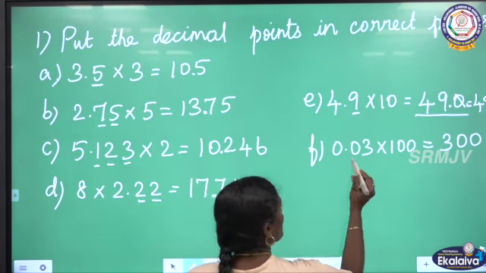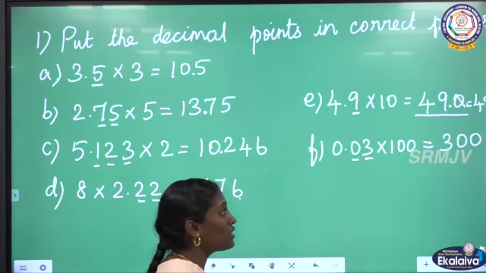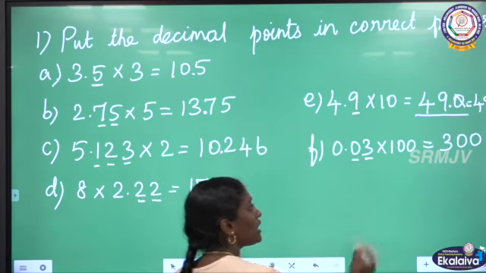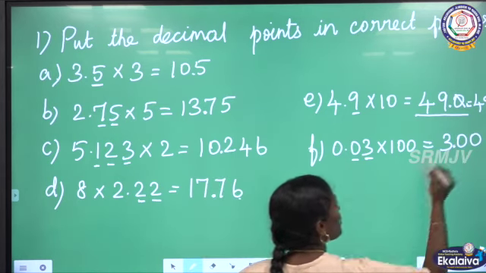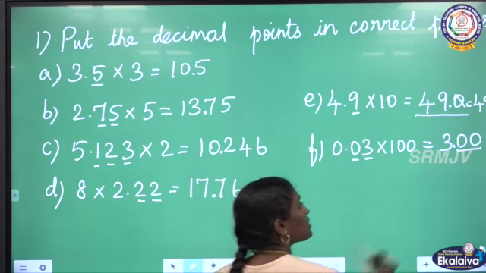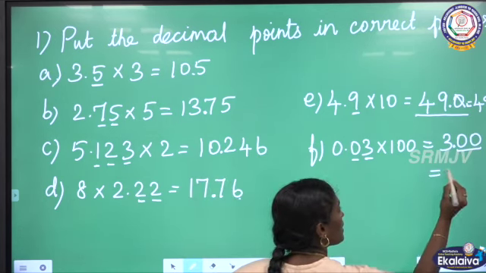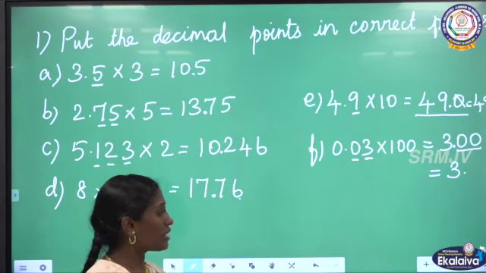Then 0.03 into 100. In the given question, two decimal places are there. So, we need two decimal places in the answer. So, from the last before two digits. Here also the decimal part is 0. So, we can write the number as a whole number 3. Is it clear, children?